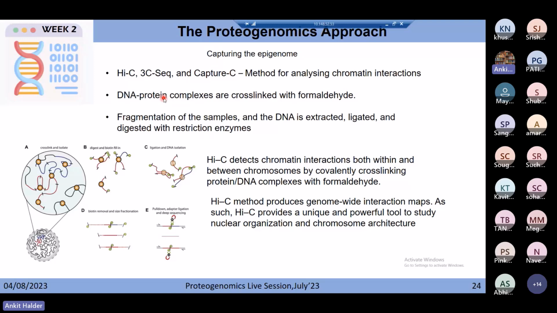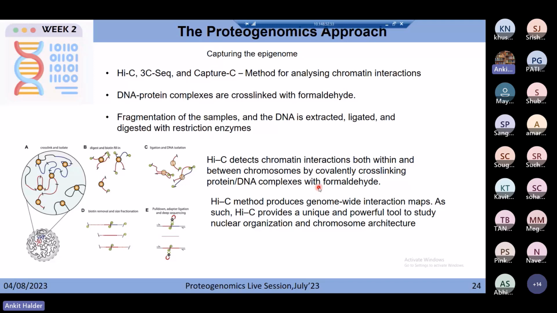Then fragmentation of the samples. So here, cross-link and isolate. Then the DNA is extracted, ligated, and then digested with the restriction enzyme. So what is that? Hi-C detects chromatin interactions both within and between chromosomes by covalently cross-linking protein and DNA, and then there is no pull down like in ChIP-seq, what we did in the chromatin immunoprecipitation.